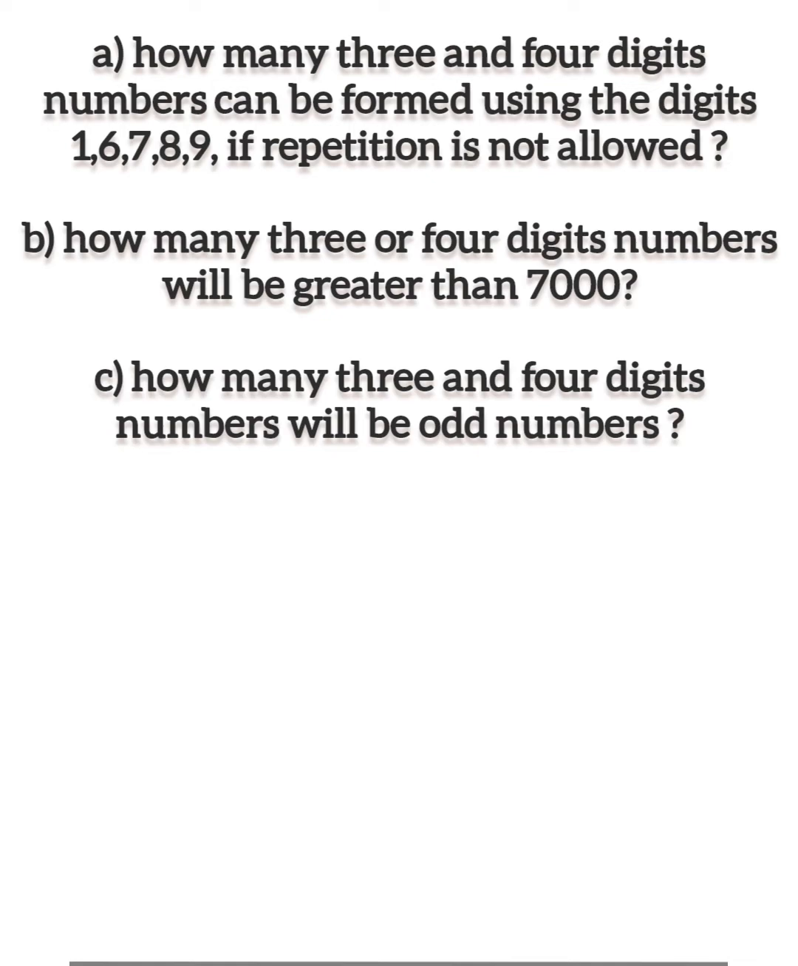Now let's get straight to the solution. From the question, we need to bring out the digits. The digits are 1, 6, 7, 8, and 9. The A part of the question is, in how many ways can we form a 4-digit number and a 3-digit number from this set of numbers without repeating any of them? Well, it's quite easy. Just follow this process.